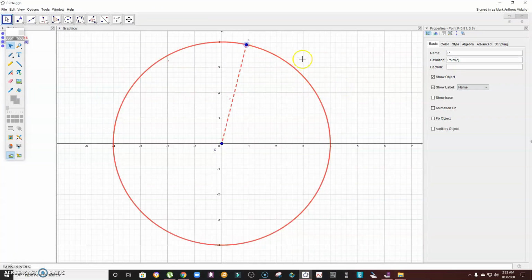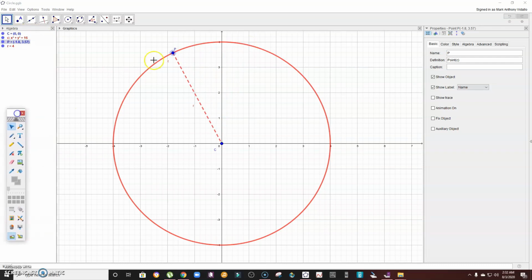Again, according to the definition, a circle is a locus or a set of points that moves such that its distance from a fixed point is constant. Take note, look at the coordinates of the point P. It changes, right? From negative 1.8, 3.57, it changes. The coordinates change, since it's a set of all points, a collection of points. However, its distance is constant. The distance of this point P to the fixed point, which is the center, does not change.